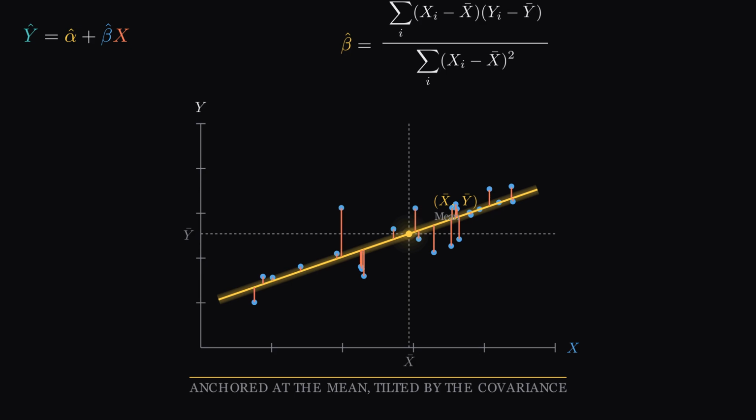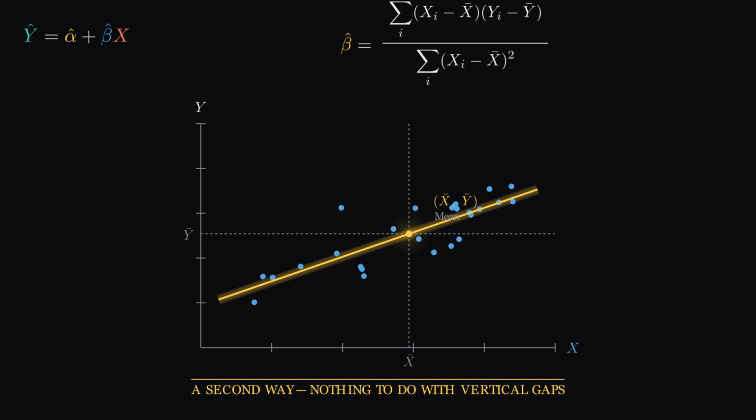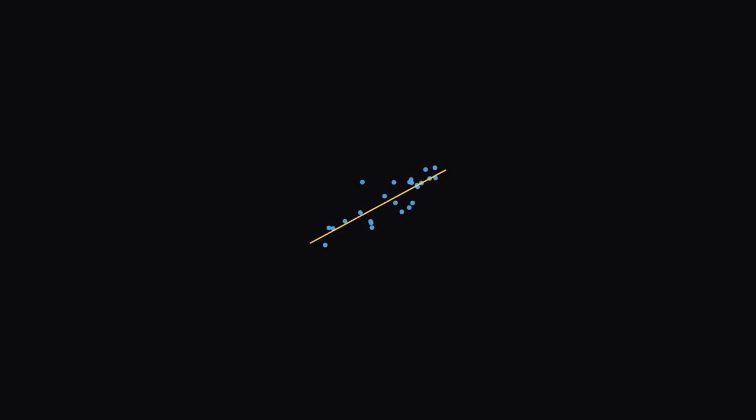But there is a second way to arrive at this exact same line, a way that has nothing to do with vertical gaps and everything to do with geometry. And honestly, it's the most beautiful idea in all of regression. To see it, we have to change how we look at the data completely.